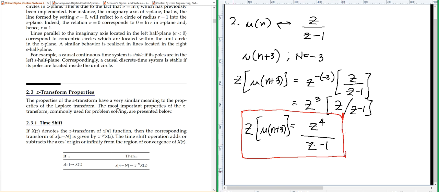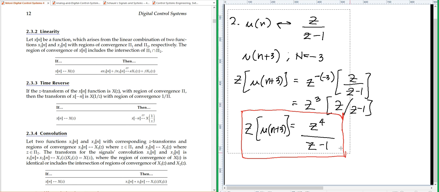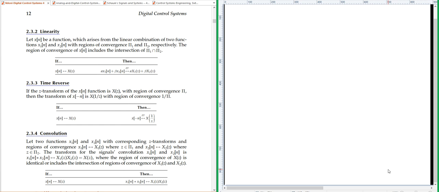So these properties are just shortcuts if you are going to change your original signal. So you have your linearity. So what is this linearity? Linearity is different from this. Example.